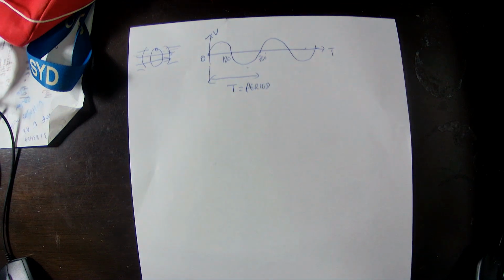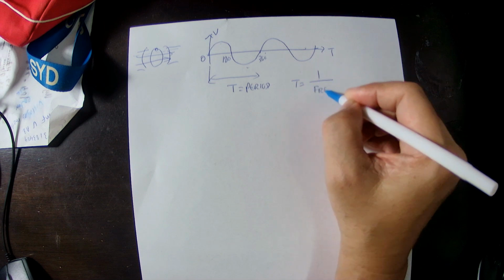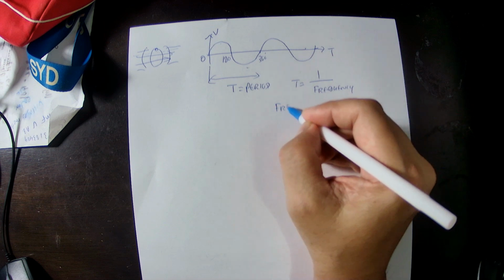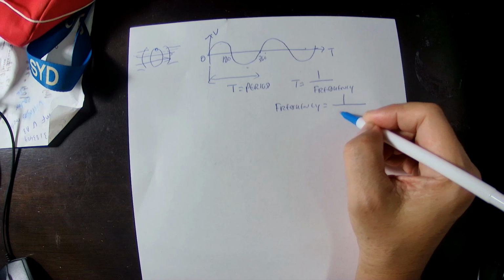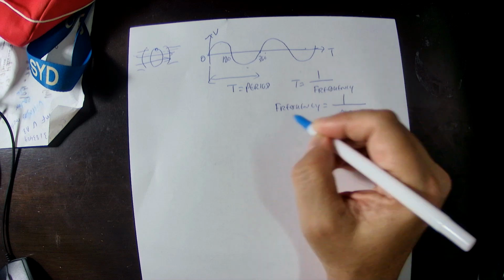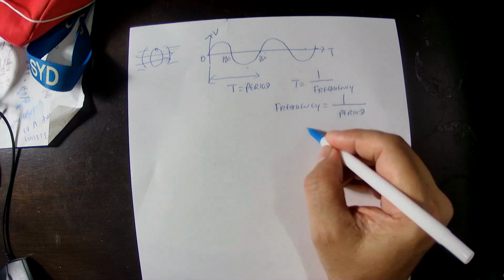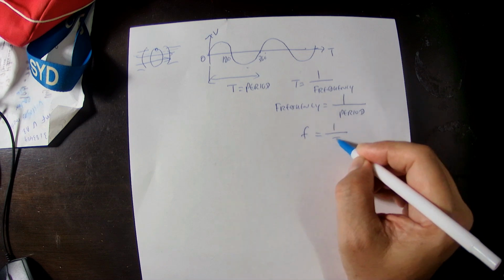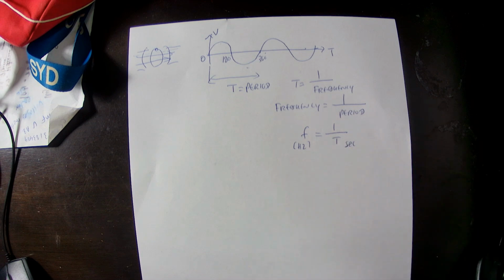Period can be calculated: period T equals 1 divided by frequency. Or the frequency is 1 divided by the time period. The frequency unit is hertz, represented by f equals 1 by T. F unit is hertz, T unit is seconds. This is the way we calculate the frequency of the AC waveform.